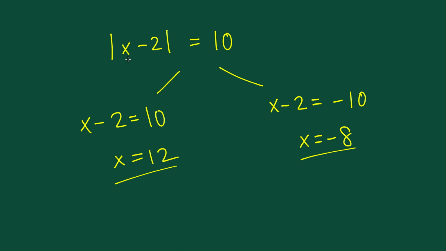Okay, and you can plug it in. 12 minus 2 is 10. The absolute value of 10 is 10. That works. And then negative 8. Negative 8 minus 2 is negative 10. The absolute value of negative 10 is 10. So these are the right answers.